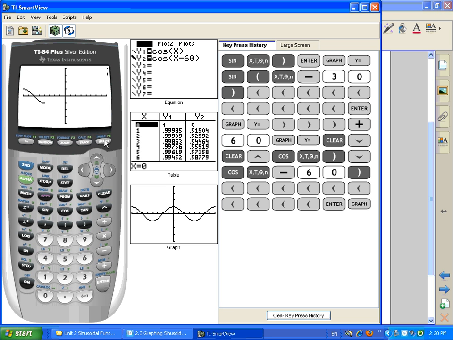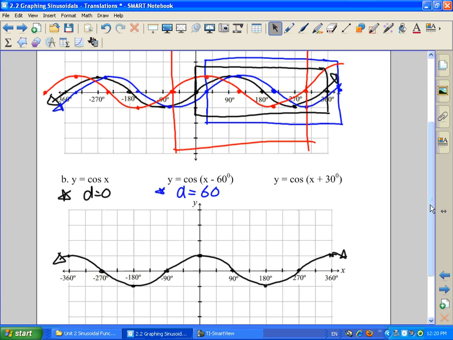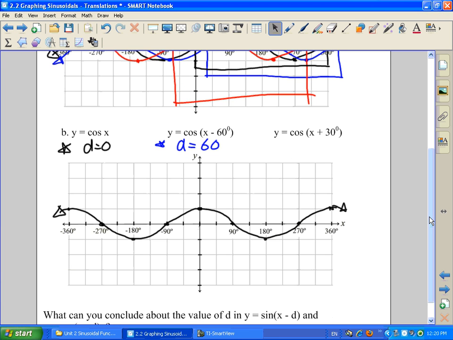So here comes our parent function, ladies and gentlemen. Okay, here comes our translated one. And notice, guys, the shift, instead of the maximum starting at the y-axis, it starts 60 degrees away from it. So when we're trying to graph that, I'm just going to say, hey, my max doesn't start at the y-axis. It actually starts here at 60 degrees. So I'm going to shift everything over 60 degrees, okay?